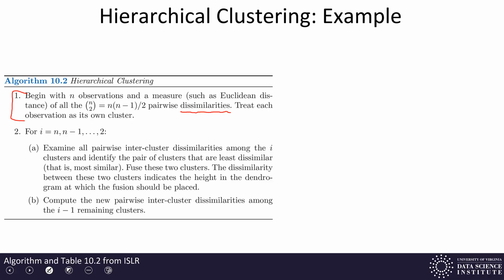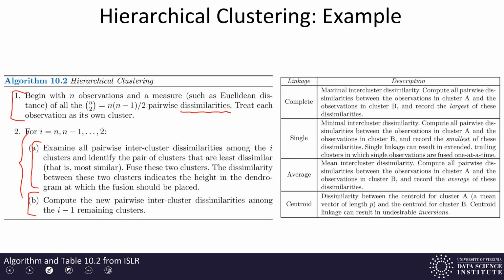And then we're going to iterate through these steps, and we're going to examine all pairwise intercluster dissimilarities, just like we were doing, and then we're going to fuse the next closest clusters the way we were walking through before. Then we have to recompute the pairwise intercluster dissimilarities for the remaining clusters, because once we create new clusters, those similarity measures can change.